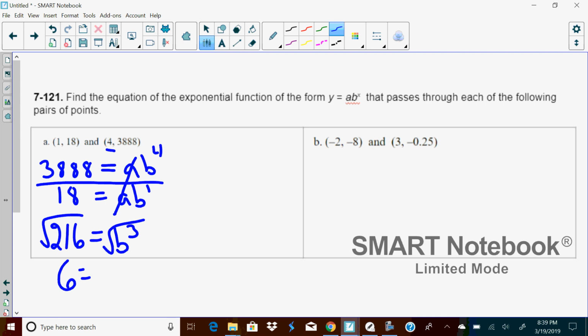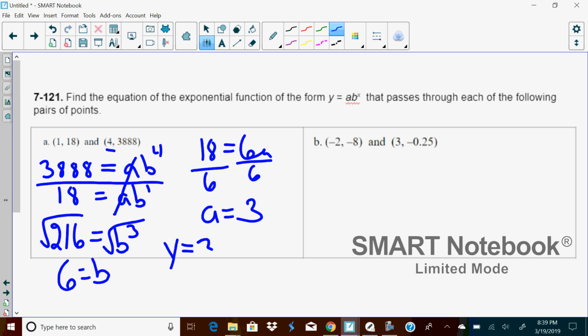So then I plug it back in. I'm going to plug it into the 18. So 18 equals 6 to the first power is 6, 6A. So I divided both sides by 6 and got A to equal 3. So my equation is y equals 3 times 6 to the x.